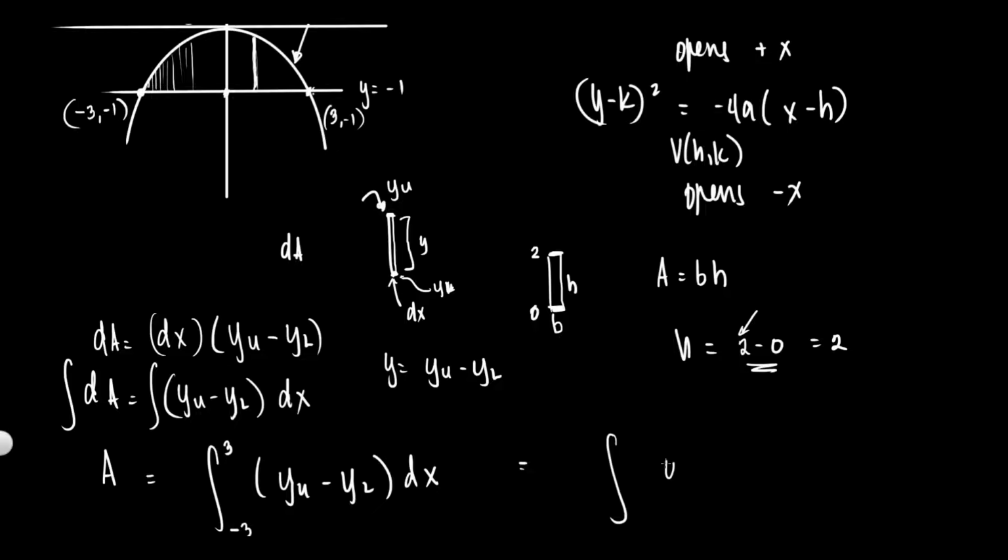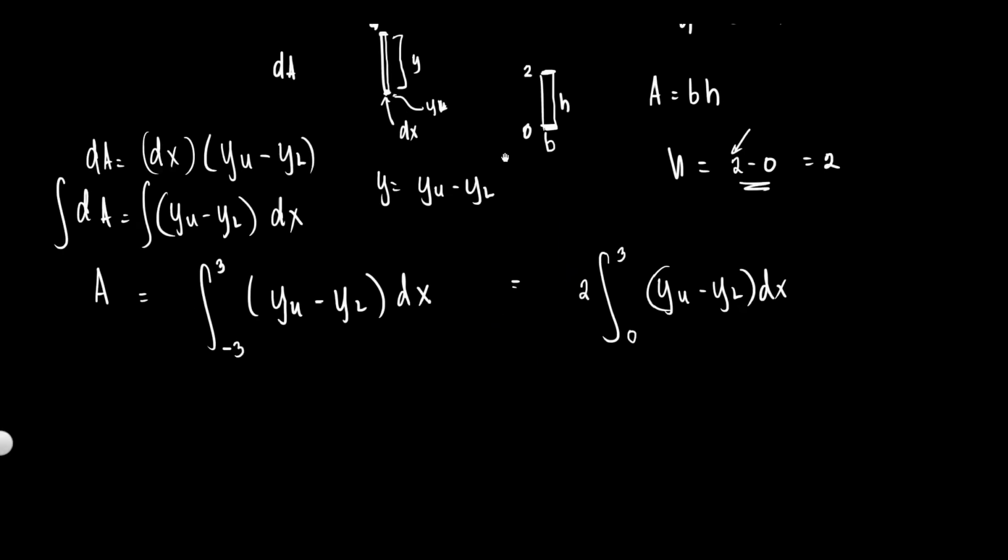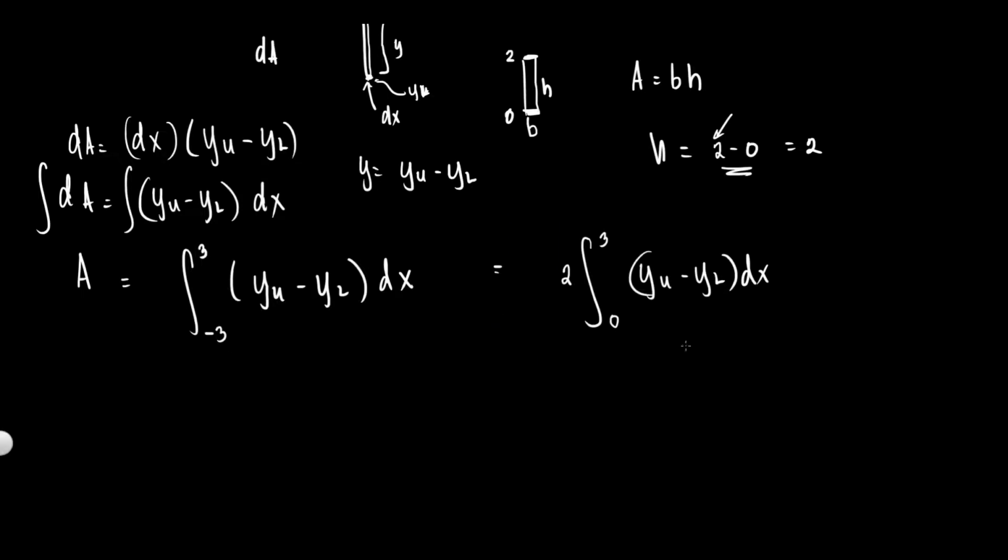Integral of y upper minus y lower times dx, limits from 0 to 3. Again, half lang yung nakuha natin, kailangan natin i-multiply by 2. And madalas, kapag ganito ang ginamit mong equation, mas madali siyang isolve. Pwede mo rin siya isolve dito, pero mas madali ito kasi 0 na ito.